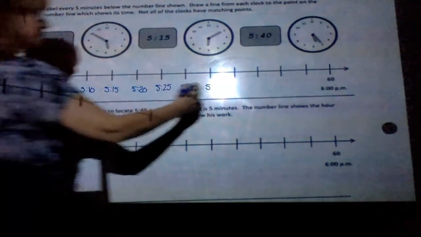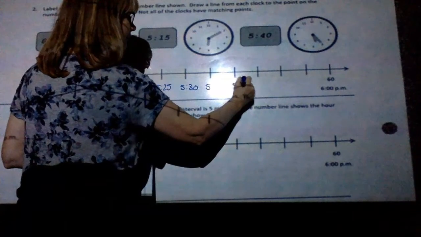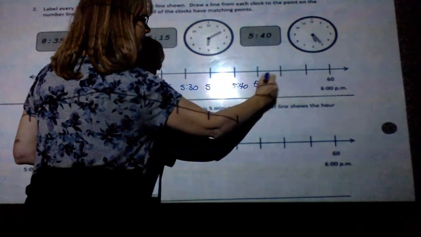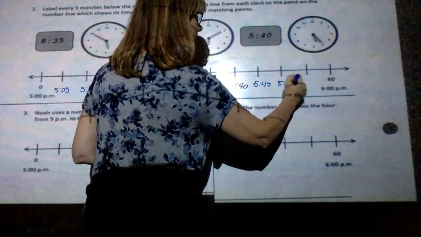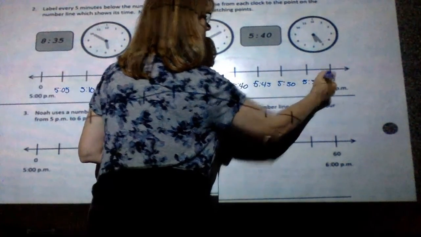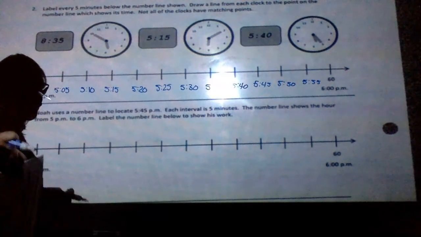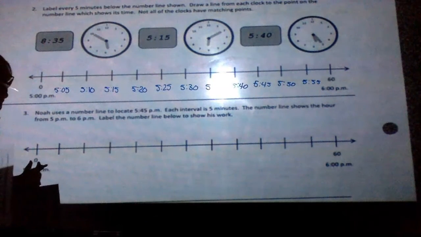Looks about right. 5:35, 5:40, 5:45, 5:50, 5:55, and then 6 o'clock. We did it right. You can go ahead and pause it if you need more time to write. Label all the times.